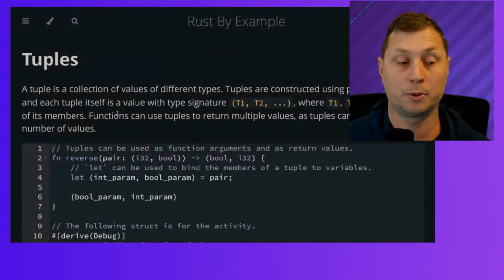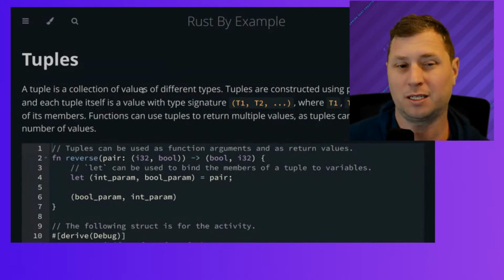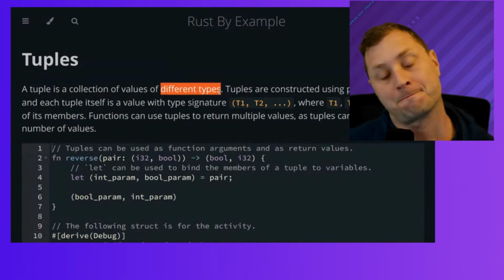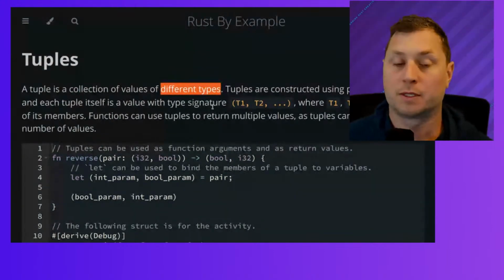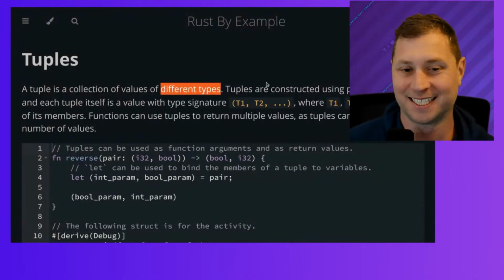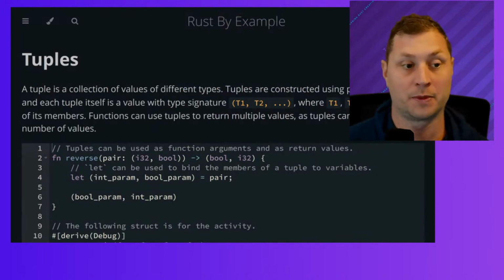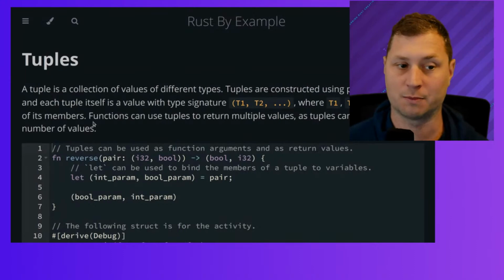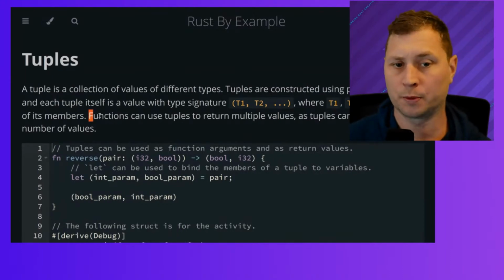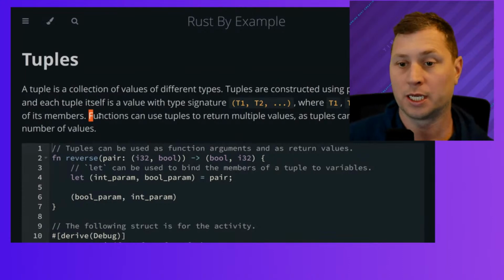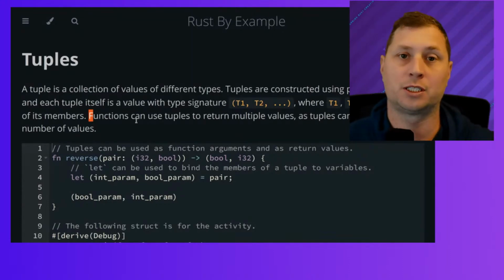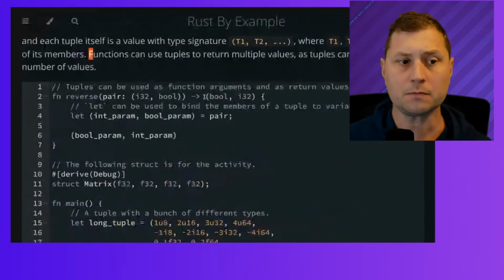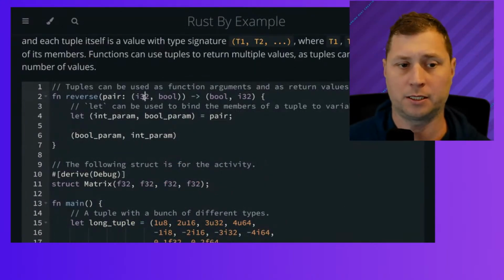Tuples are collections of values that may be of different types. There's no requirement. Tuples are constructed using parentheses, and each tuple is itself a value with a type signature, where T1 through to Tn are the types of its members. Functions can use tuples to return multiple values, as tuples can hold any number of values. Essentially, they can grow as required. So we've got a pair here of some integer and some Boolean, and we would kind of invert them back.